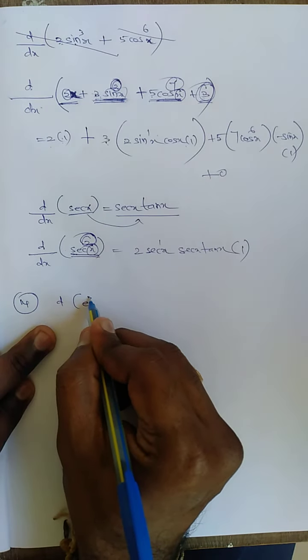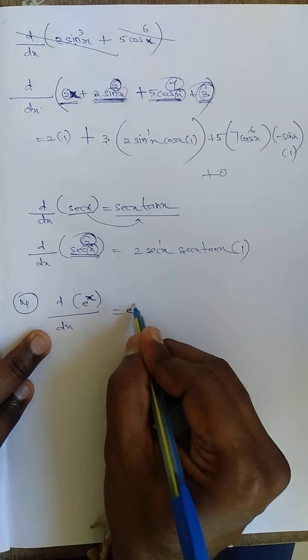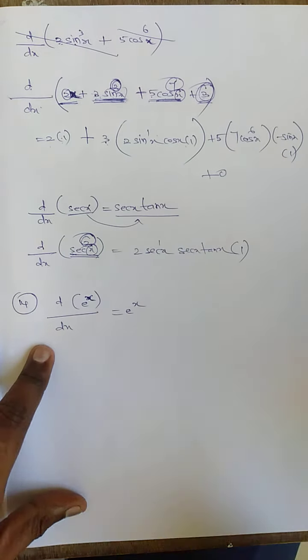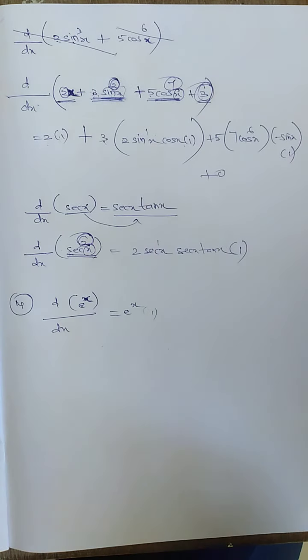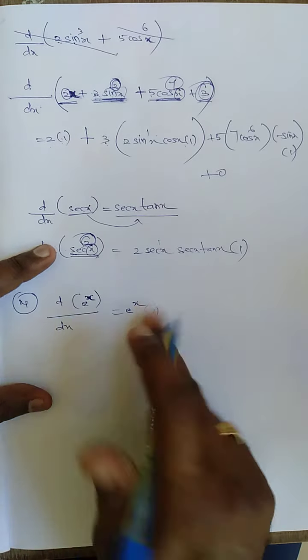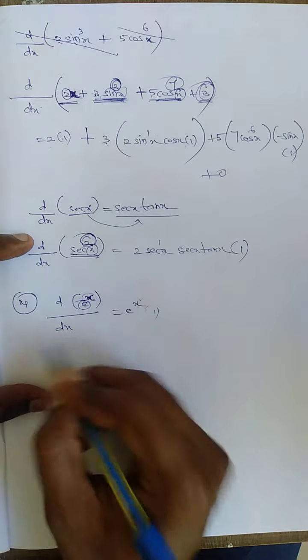Differentiate e power x with respect to x. The derivative of e power x is nothing but e power x. The derivative of x is 1, but they will not put that; they will write e power x only. This is the main thing. Differentiating the exponent, e power x is e power x, but x differentiates to 1. So, this is the formula.